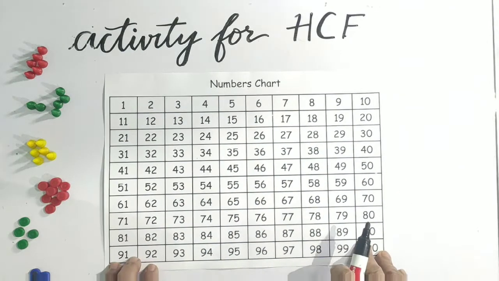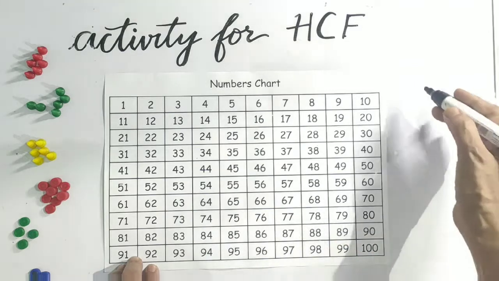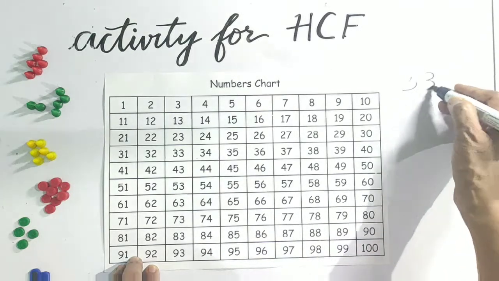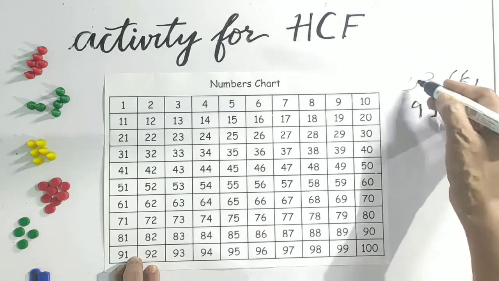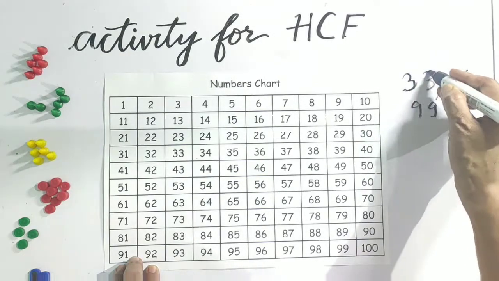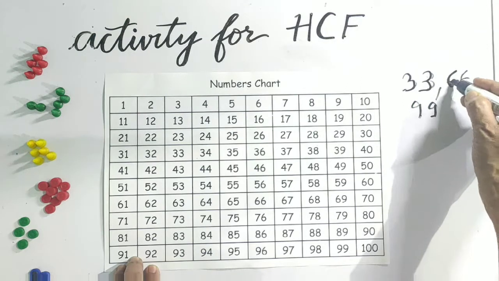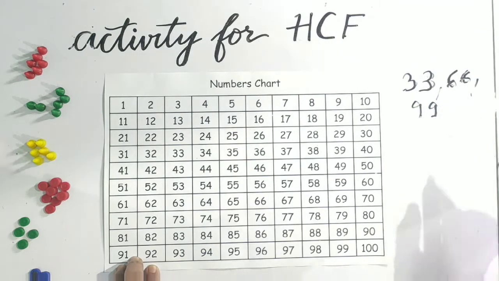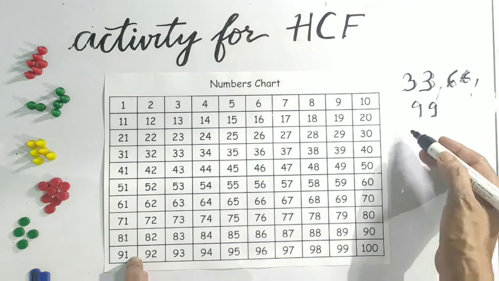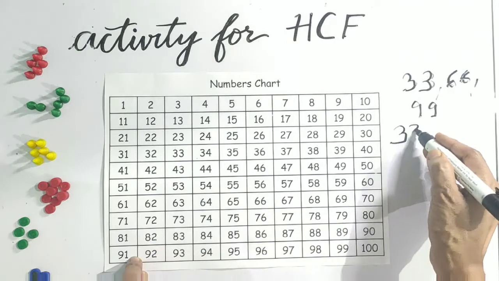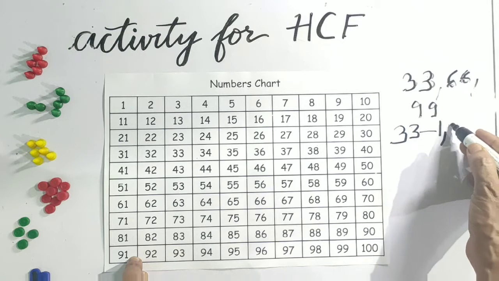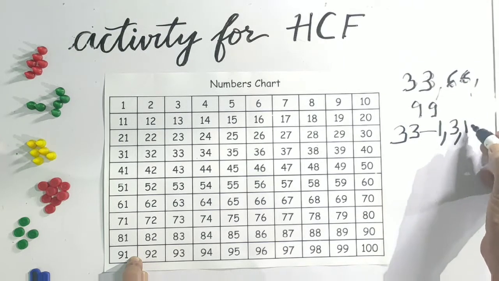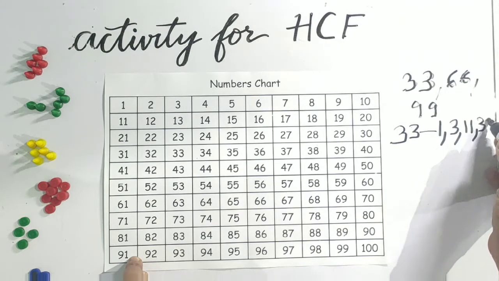Now see how to find the HCF of 33, 66 and 99. So I have taken the three numbers 33, 66 and 99. First of all you will have to find the factors of 33. So the factors of 33 are 1, 3, 11 and 33.